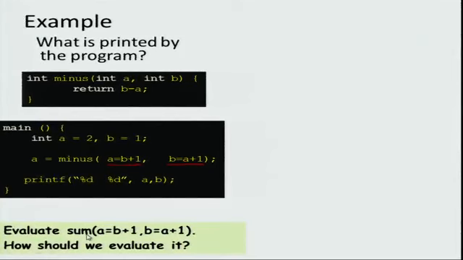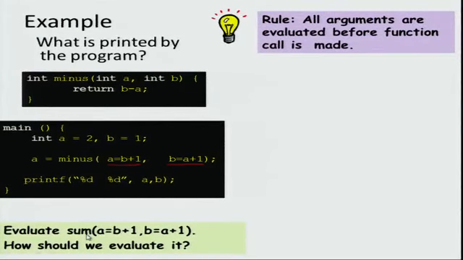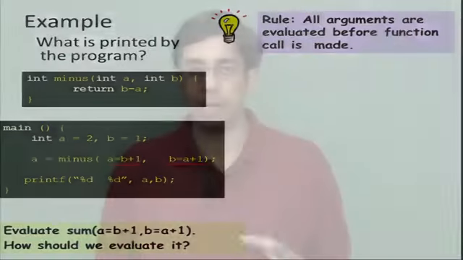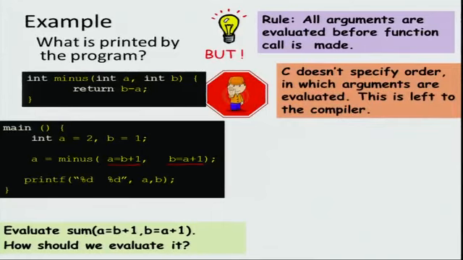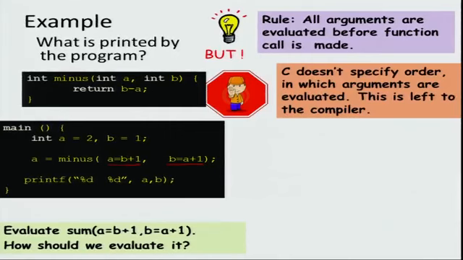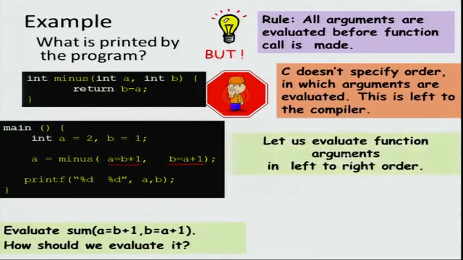Okay. So, how should we evaluate it? The general rule is that all arguments are evaluated before the function call is made. So, before the function is executing, we know that a equal to b plus 1 and b equal to a plus 1 both will be executed. But, and here is the major problem, we know that both have to be executed, but C does not specify in which order they have to be executed. So, it is left to the compiler.